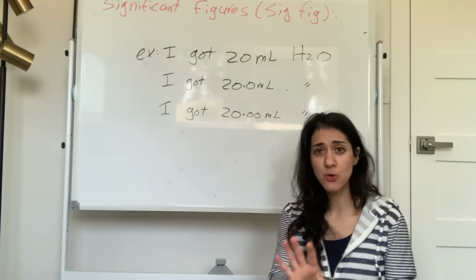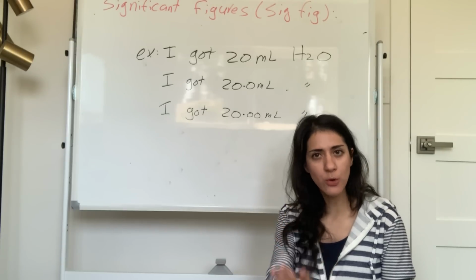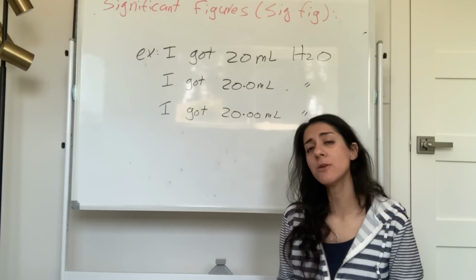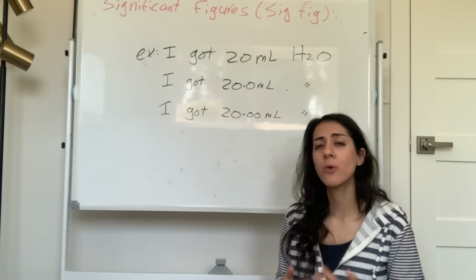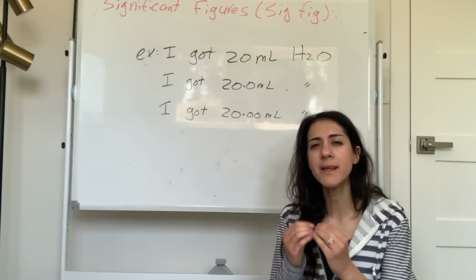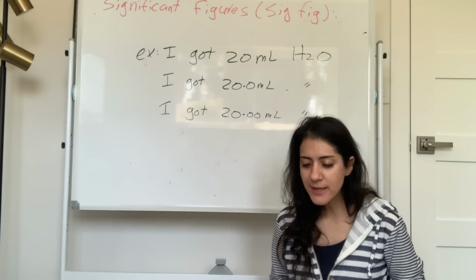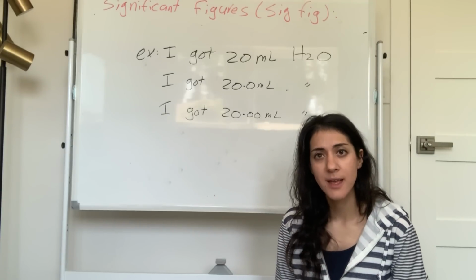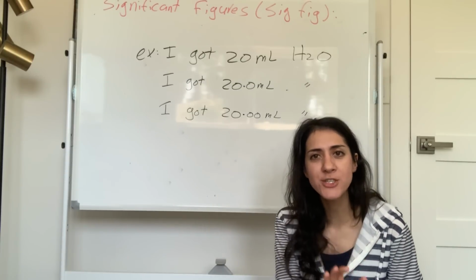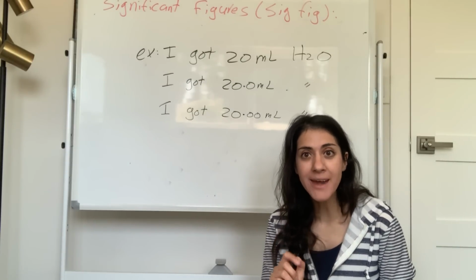Now, I want to teach you in a minute, so if you don't know this, it's okay. 20 ml has 1 sig fig. 20.0 ml has 3 sig fig. 20.00 ml has 4 sig fig. Now, what am I telling you by using different numbers of significant figures? I'm telling you how accurately I measure something, and that matters.